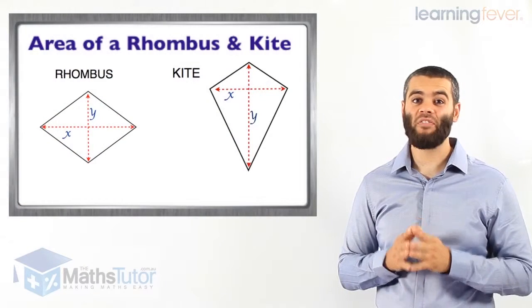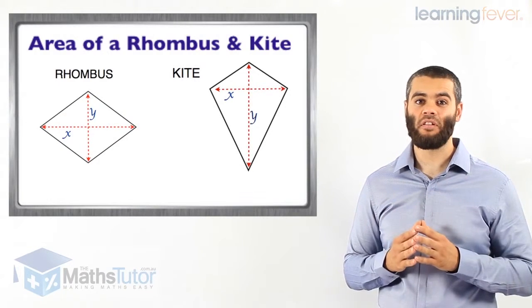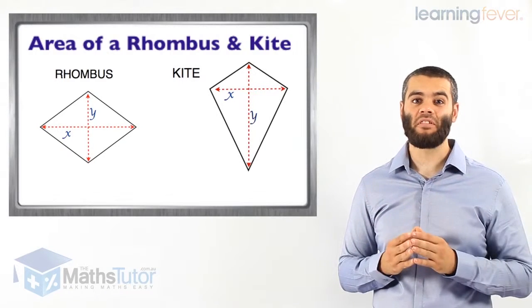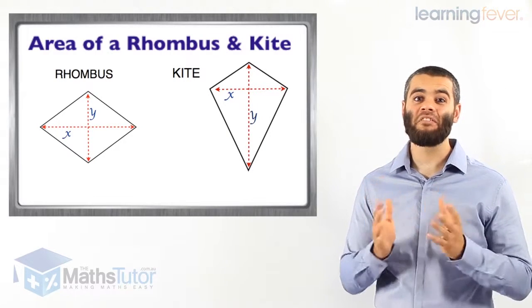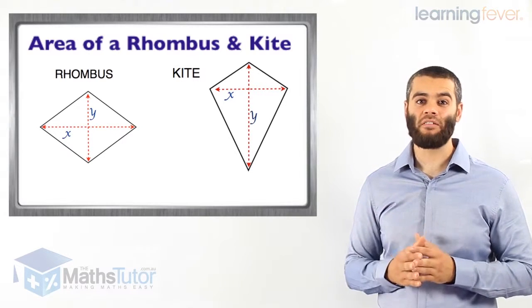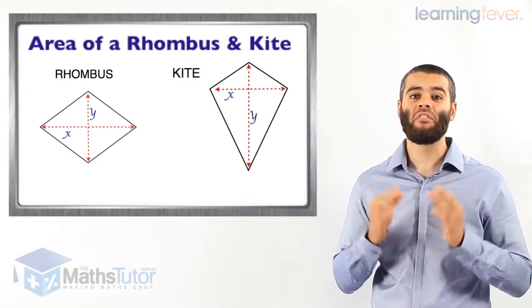We're going to work out the area of a kite and the area of a rhombus. Well, the kite and rhombus are different shapes. However, they share the same formula. To find the area of a rhombus and to find the area of a kite, they have the same formula.